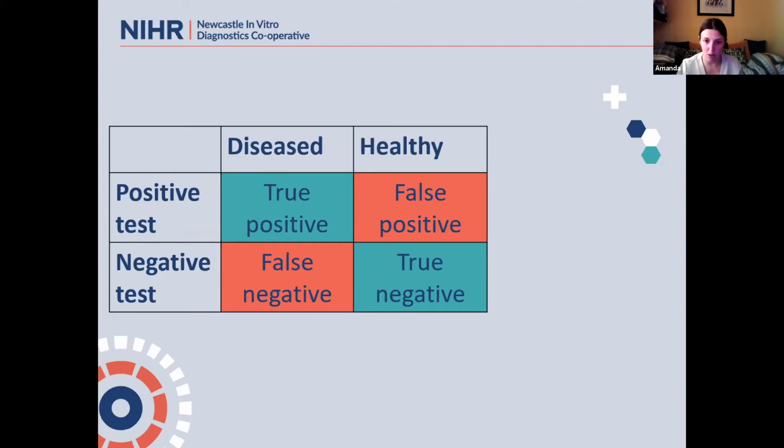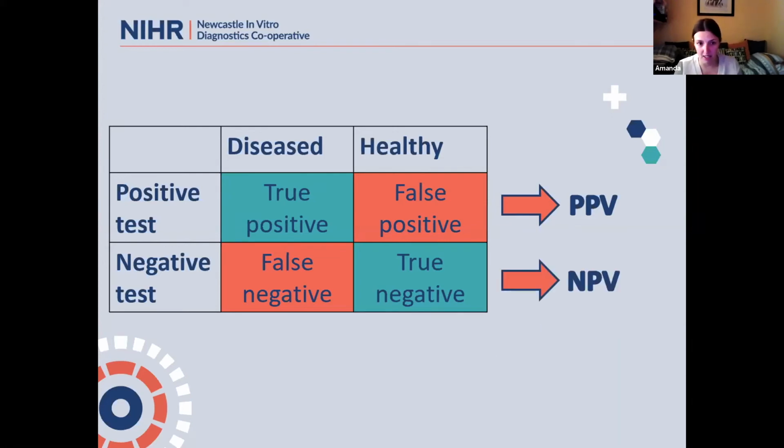So a positive predictive value is the likelihood, if the test is positive, that the person really does have the disease, and that represents the positive test row. True positives and false positives are taken into account, and that gives us a positive predictive value.